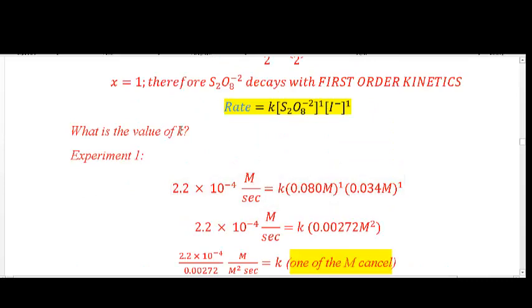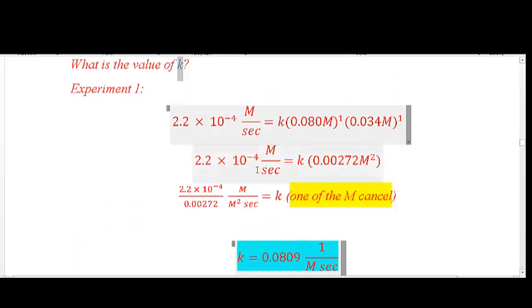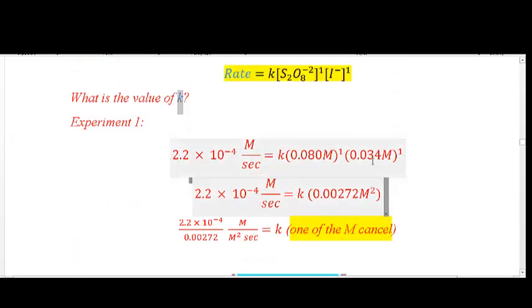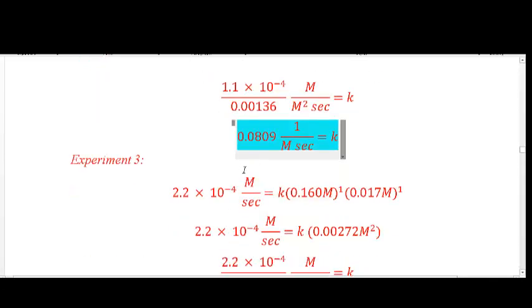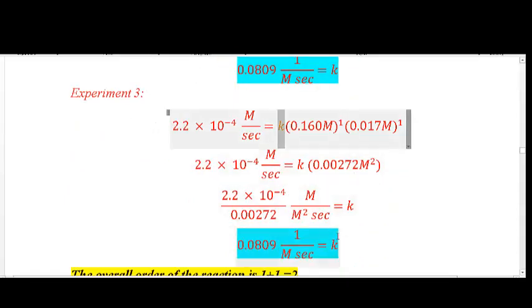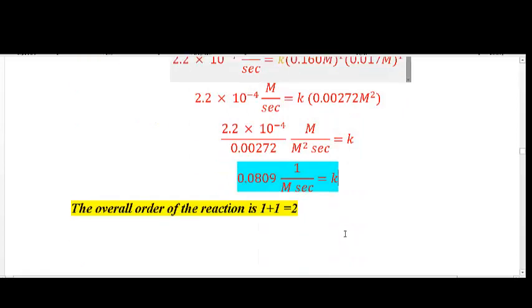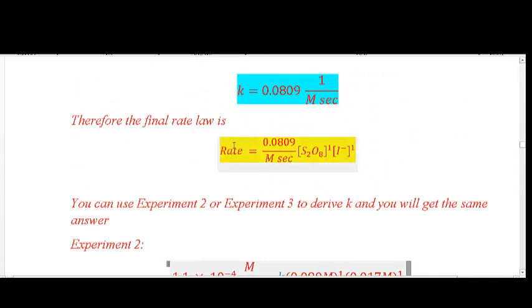So I used experiment 1 to get k. You can just as well use experiment 2 or experiment 3. For experiment 2, you'll plug in the rates and the concentrations for 2. For experiment 3, you'll plug in the rates and the concentrations for 3 and solve for k. I did that and I got the exact same answer. This is solving for k using experiment 2 values, that's what I get, and this is solving for k using experiment 3 values, and I get the same value for k there as well. So the overall order is 2, and this is my final rate law. This is what you want to give on the exam.